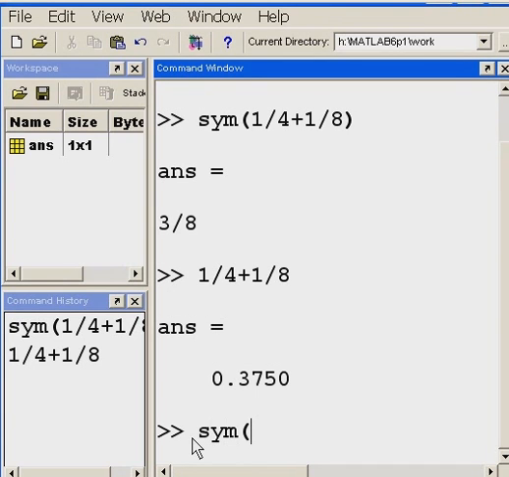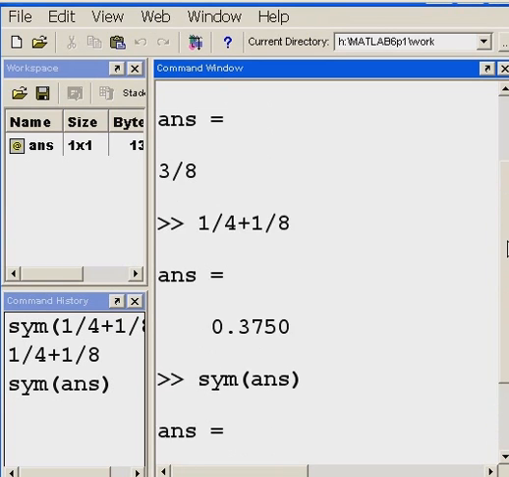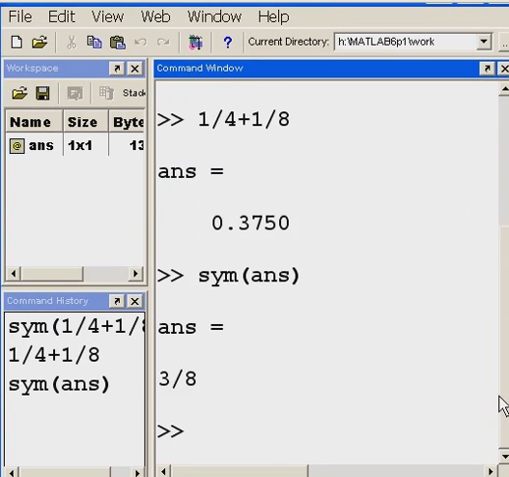What would be the sim of that? I don't want to key in 0.3750. I'll just key in ans. And, 3/8. That's it. That's actually it. Because as you saw a second ago, 0.3750 is the decimal equivalent of 3/8. Wow. That's a pretty handy feature to have, I think.